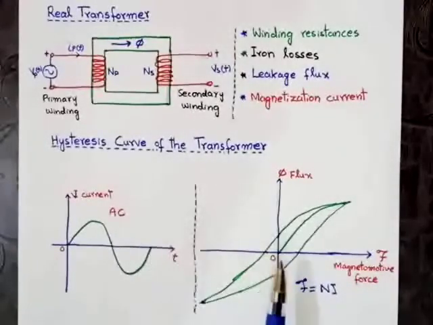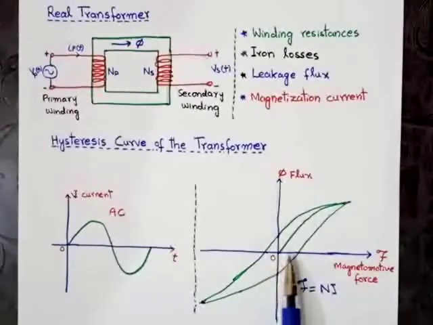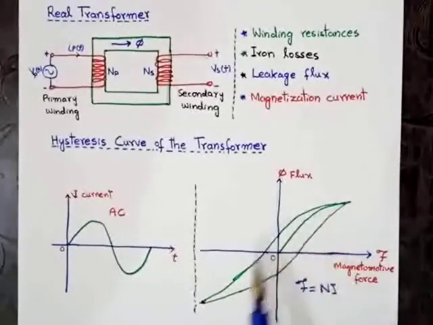So this is the hysteresis curve of the transformer. When the area of the hysteresis curve is more, the hysteresis losses will be more. When the area of the hysteresis curve is less, the hysteresis losses will be less. And the complete loop is called the hysteresis loop.